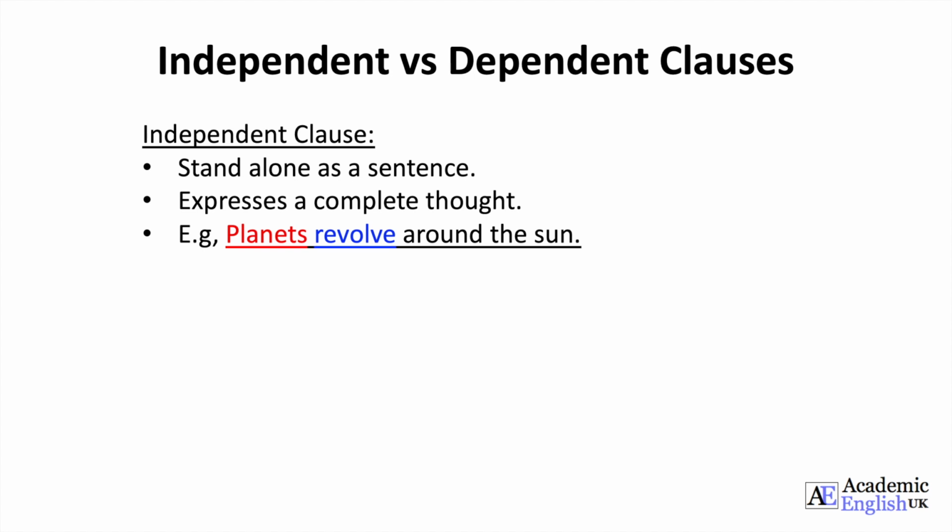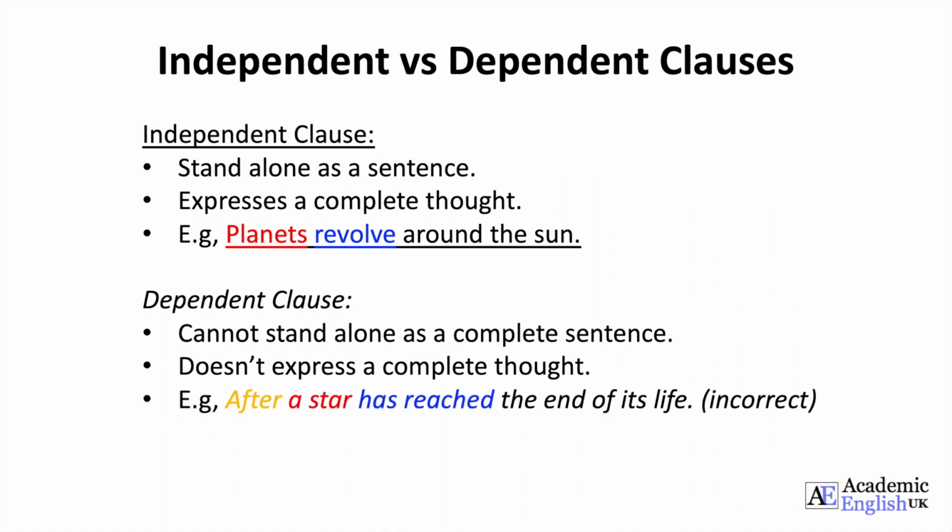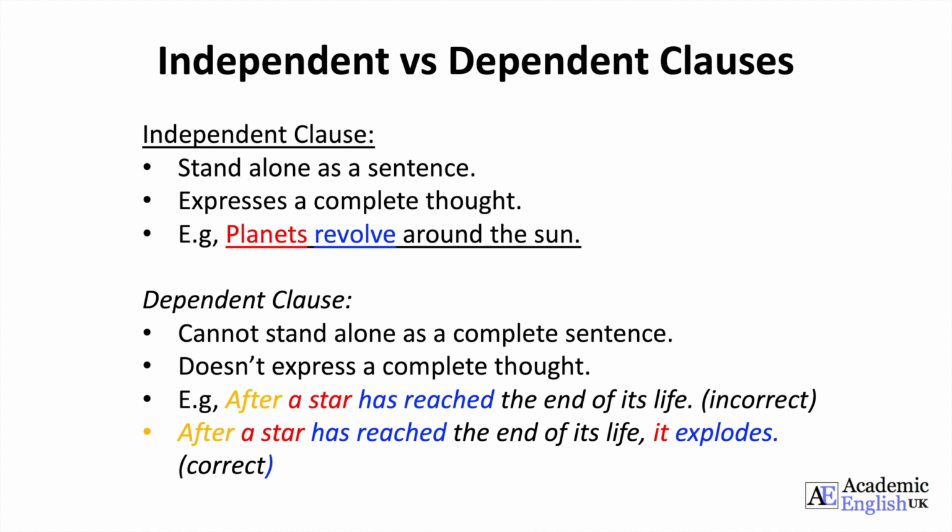In contrast, the dependent clause cannot stand alone, nor does it express a single thought. If you look at the example, after a star has reached the end of its life, we can see that this thought is incomplete, so we need to add another clause to understand the whole idea. After a star has reached the end of its life, it explodes. So we have a dependent clause that is connected to another clause.